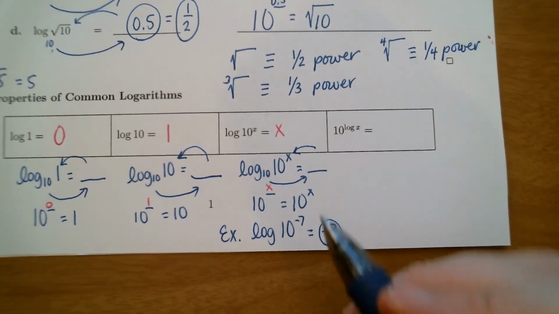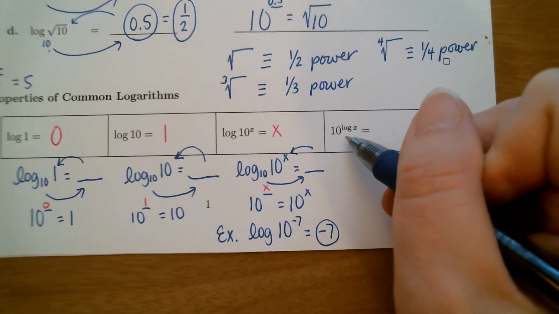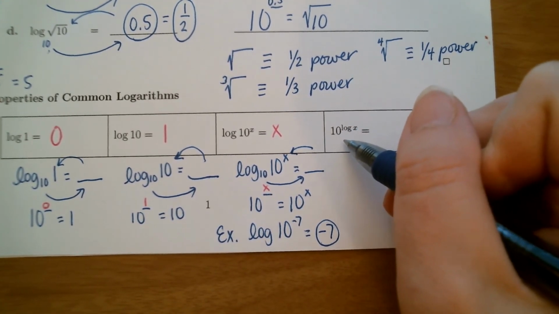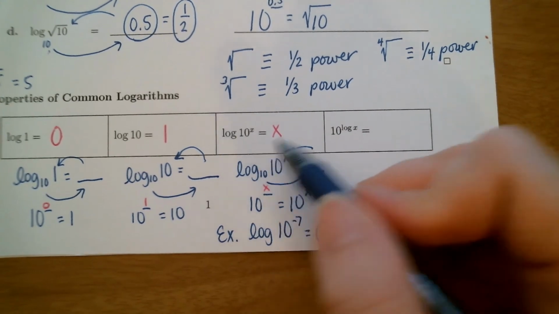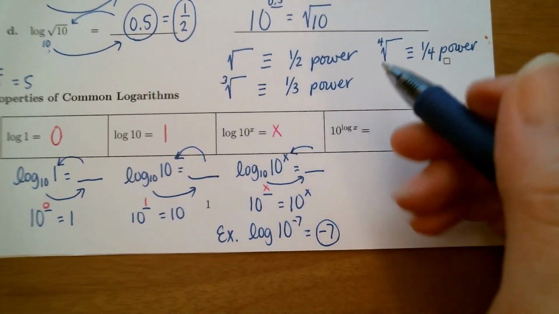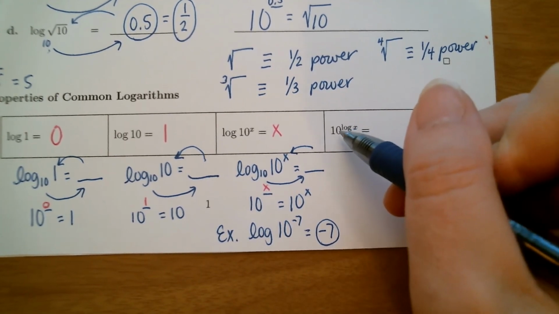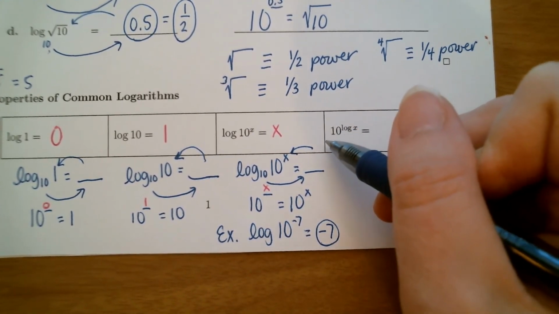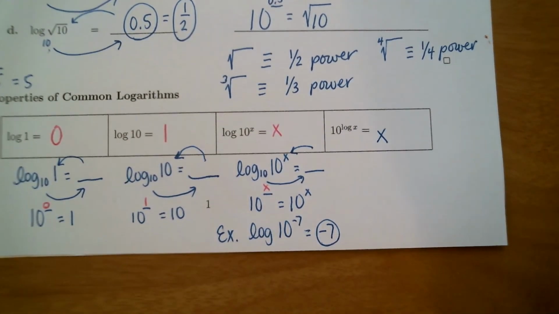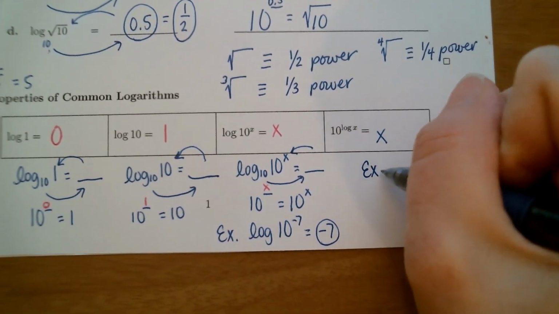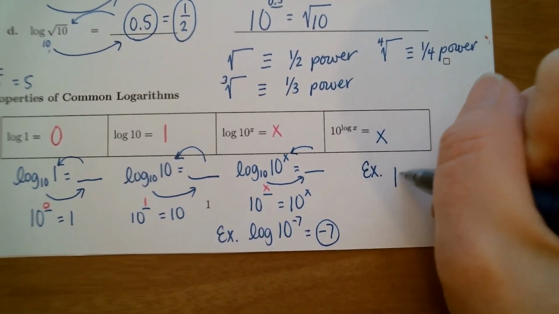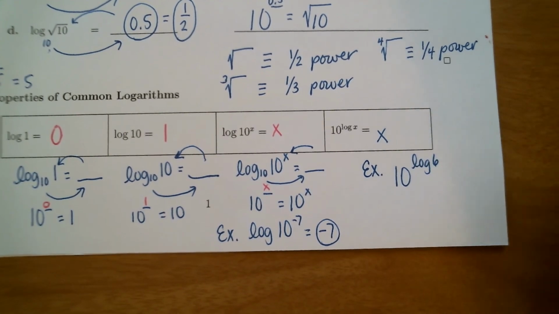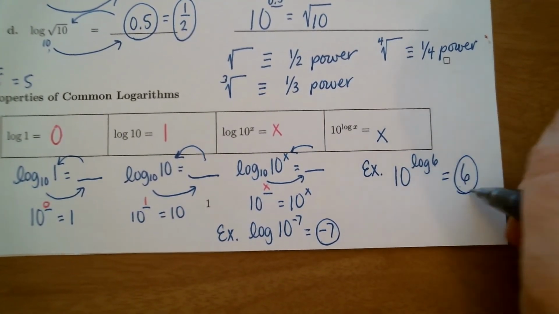This last one is actually an exponential with a logarithmic exponent. So you can't really do the arrow thing here. You can only do the arrow on a logarithmic statement. But you can use what I just told you. The 10 and the log are side by side. They're touching. There's nothing in between them, so they're going to cancel and leave you with x. An example of this is if I told you 10 raised to the log of 6 power, the 10 and the log are side by side. They will cancel and leave you with 6.